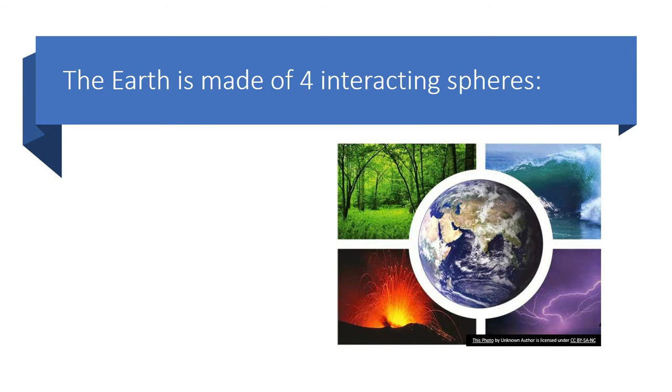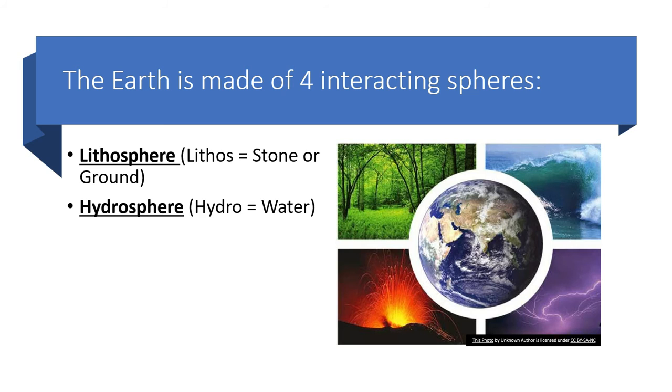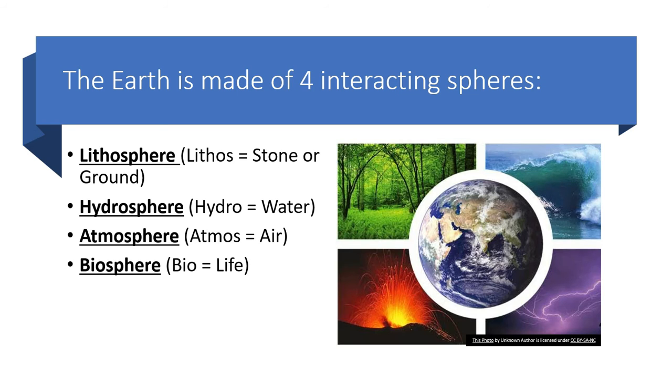So the Earth is made of four interacting spheres. The first being the lithosphere. Lithos in Greek means stone or ground. So we can imagine what's in there. Hydro meaning water. So we can take a guess about what's that one. Atmosphere. Atmos means air. And biosphere. Bio means life. So let's get into each of these four spheres in a little bit more detail.